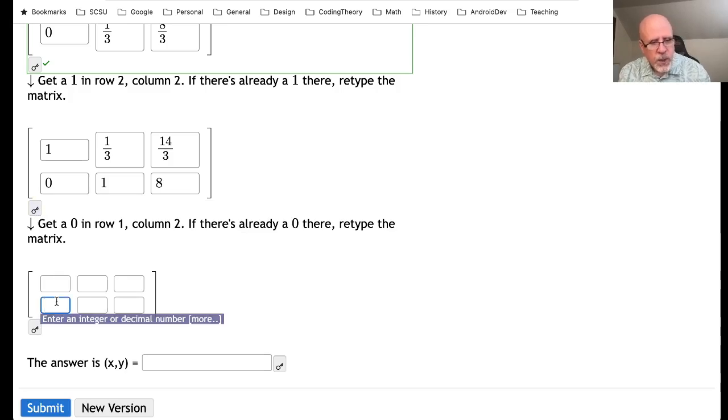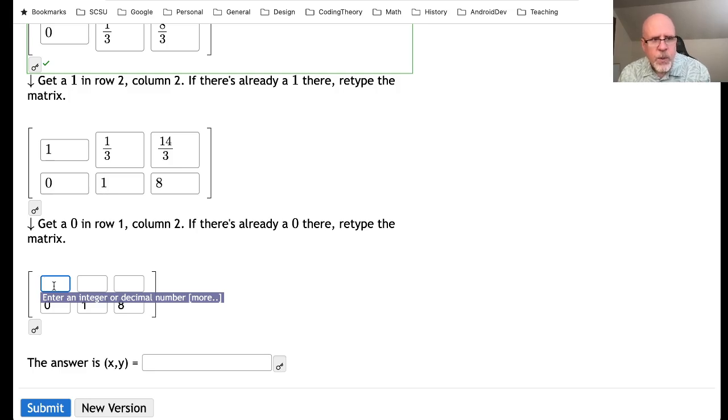Row 2 is not going to change, so let's go ahead and just put that guy's entries in there. But what's going to happen to this row? Now, if you try to use row scaling, for instance, you'd have to multiply by 0. You'd have to turn that 1/3 into a 0. That's not going to be smart.